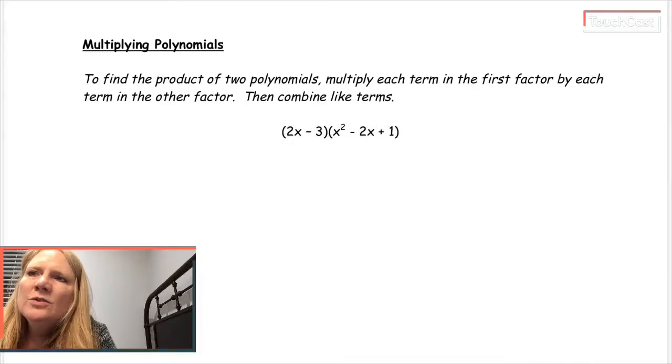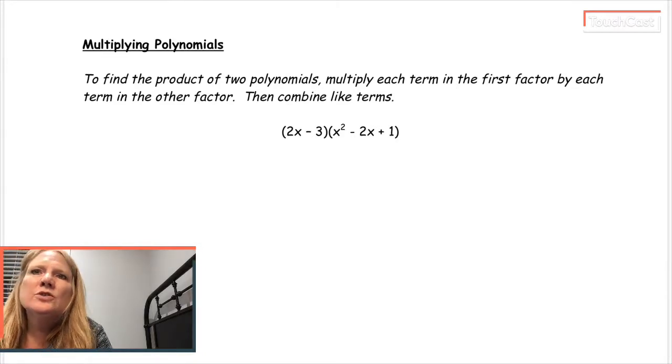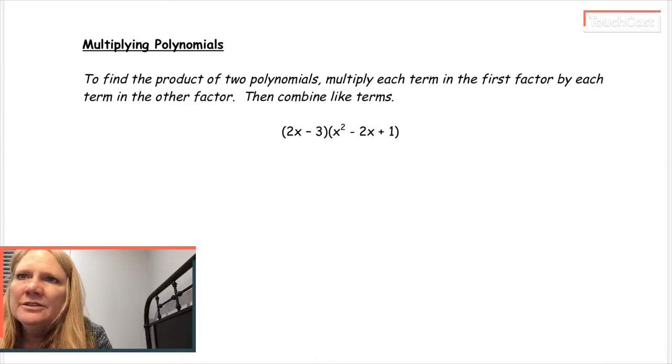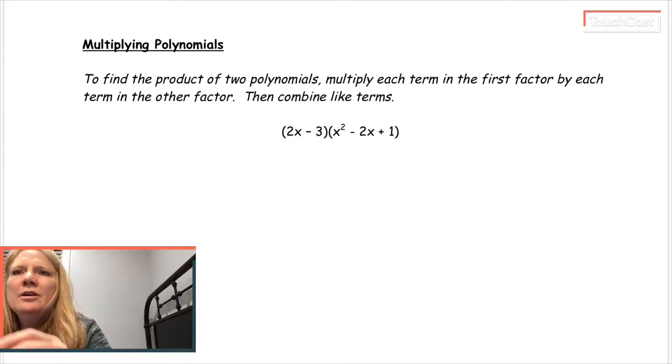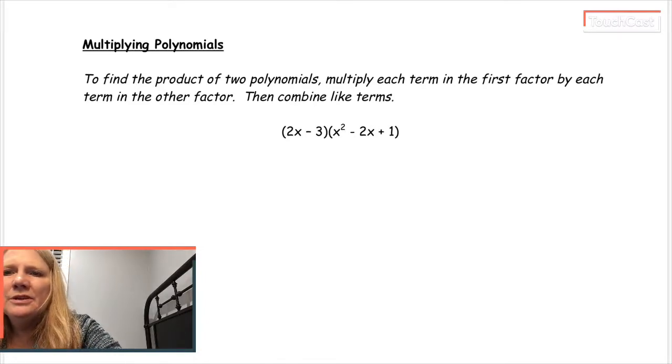Good morning. These notes are for multiplying polynomials. To find the product of two polynomials, we're going to multiply each term in the first factor by each term in the other factor, then combine like terms. So when we have a binomial and a trinomial, really the distributive property is what we're going to think about doing. But we have to distribute each term.